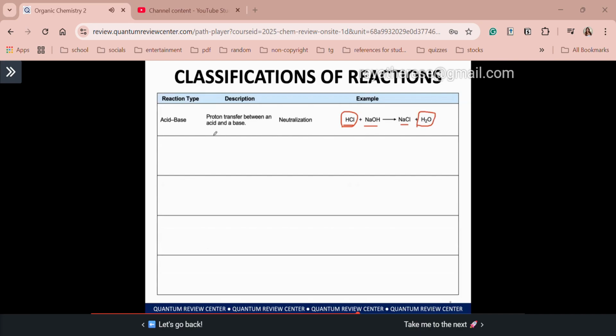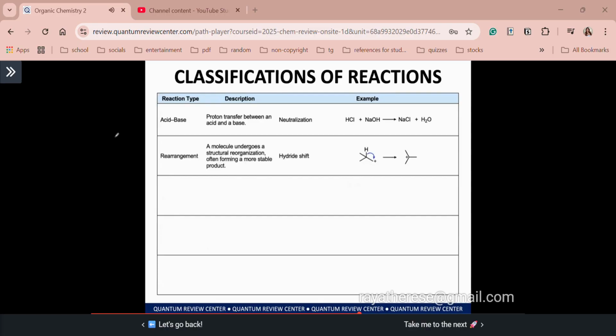So class, this one is a pretty straightforward classification. Our keyword again is proton transfer, and this one occurs through your neutralization reaction. So I hope you are well familiar with this one because this is more relevant in your Gen Chem or Anachem discussion. Alright, let's proceed with our next reaction classification, rearrangement.